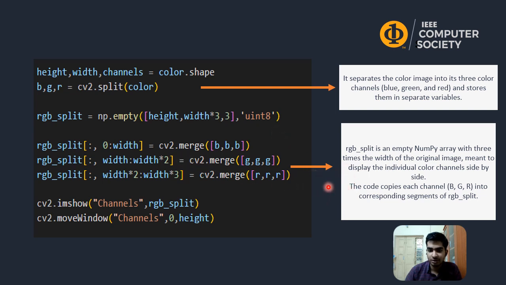So this code copies the channels BGR into corresponding segments of RGB_split. In the first part of that image, I am showing the blue values of the butterfly. Next is the green, and the third one is the red. And I am captioning that as channels.